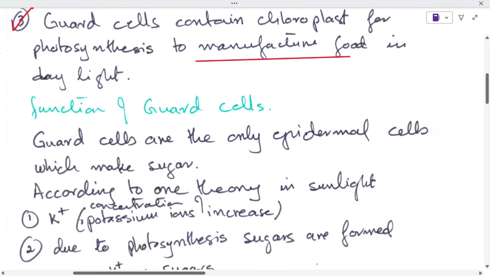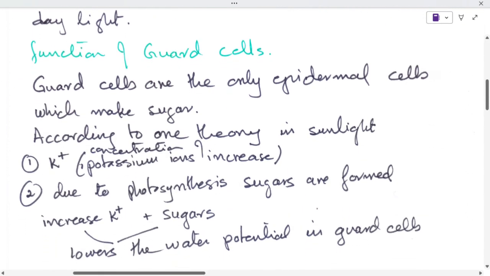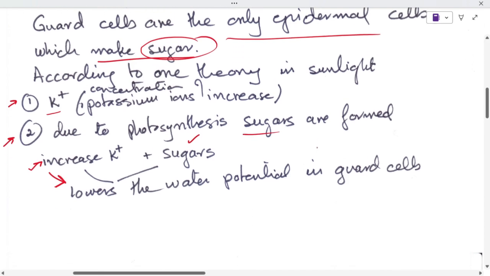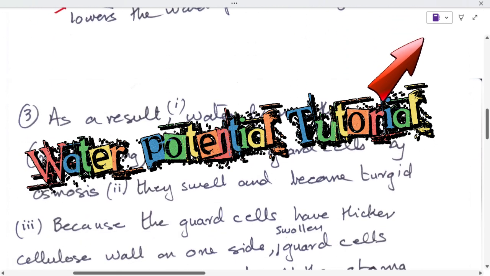Now we come to the function of the guard cells. Guard cells are the only epidermal cells which make sugar. According to one theory, in sunlight, number one, potassium ions concentration increases. Number two, due to photosynthesis, sugars are formed, and both increased potassium positive ions and sugars lower the water potential in guard cells.